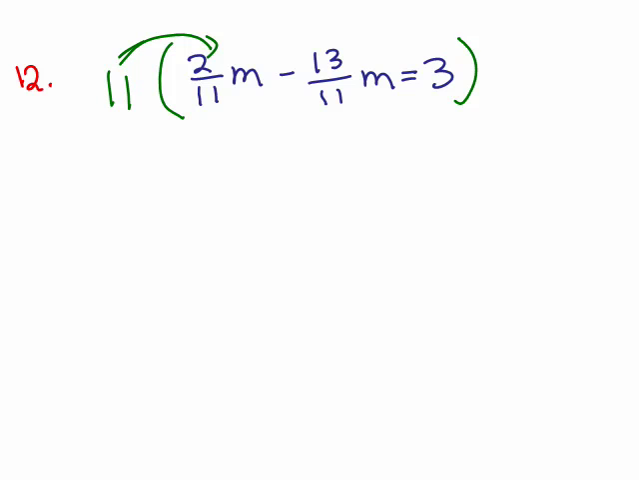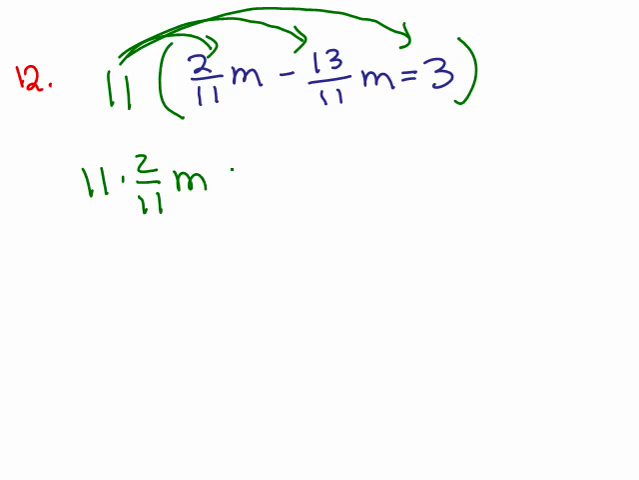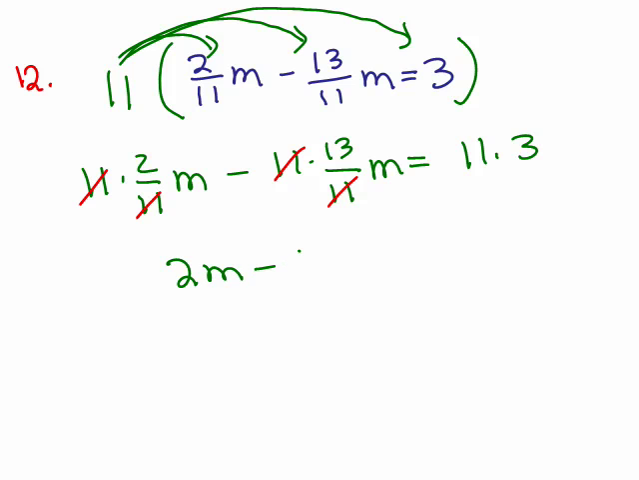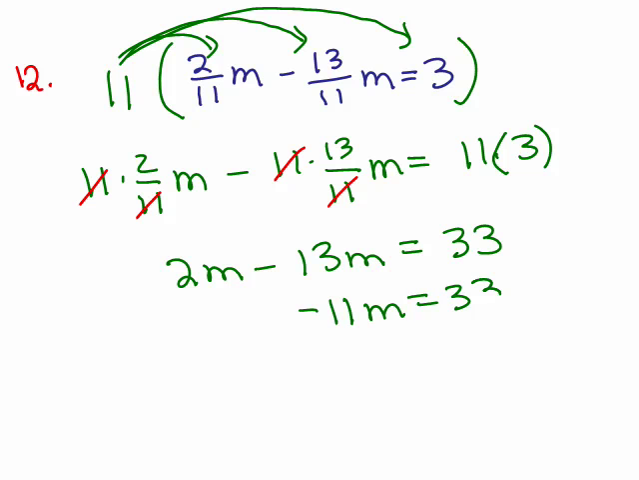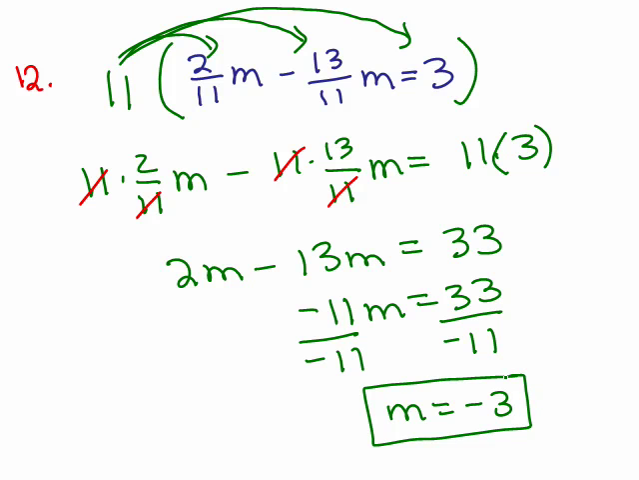So I'm just going to do it like this. I'm going to multiply each term on both sides by 11. All right, so when I do 11 times 2/11's m minus 11 times 13/11's m equals 11 times 3, my 11's cancel and my 11's cancel so that I end up with 2m minus 13m equals 33. Because it's multiplication, better write that as times. So I get negative 11m equals 33. Divide both sides by negative 11. And once again, you're going to get negative 3, which is what we got doing it the first way I did it.